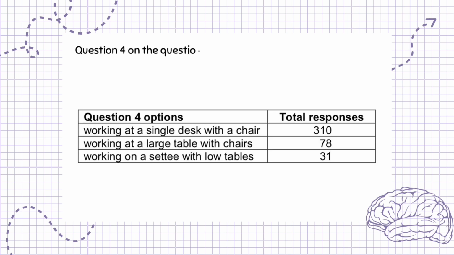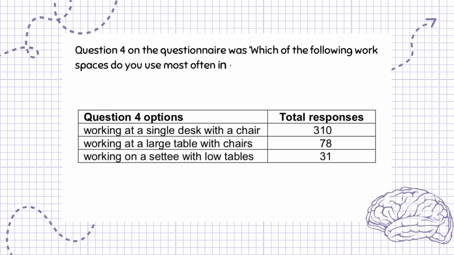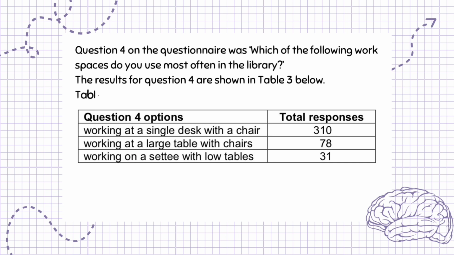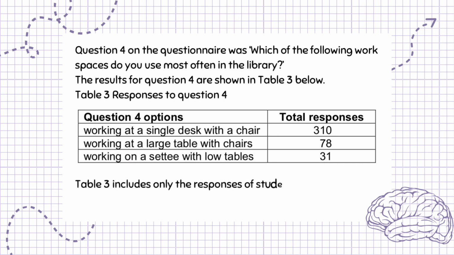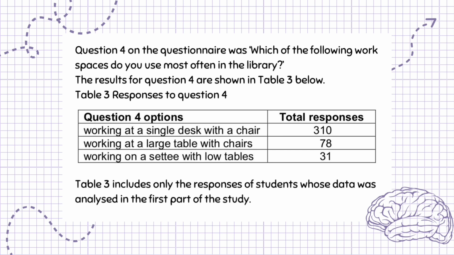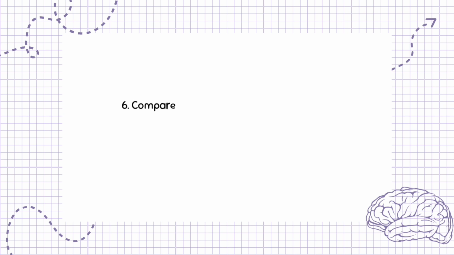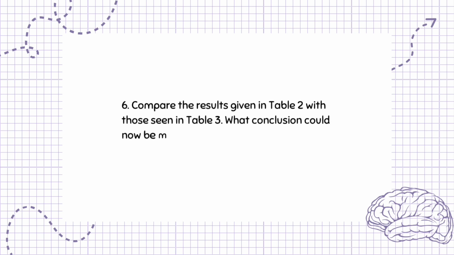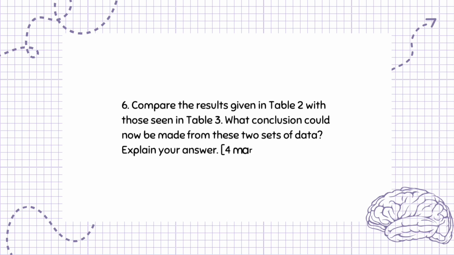Question 4 on the questionnaire was: which of the following workspaces do you use most often in the library? The results for question 4 are shown in Table 3 below. Table 3 Responses to question 4. Table 3 includes only the responses of students whose data was analyzed in the first part of the study. Question 6. Compare the results given in Table 2 with those seen in Table 3. What conclusion could now be made from these two sets of data? Explain your answer. 4 marks.